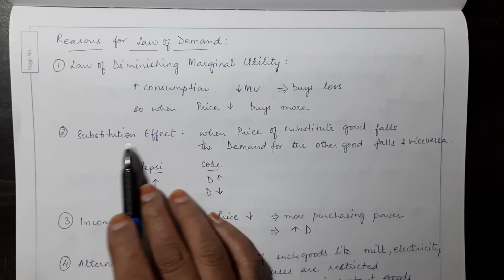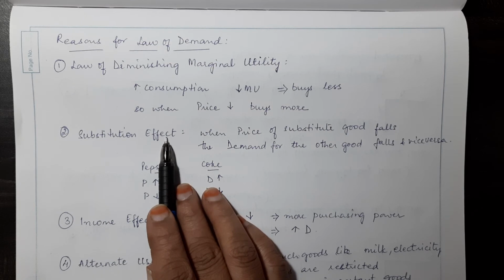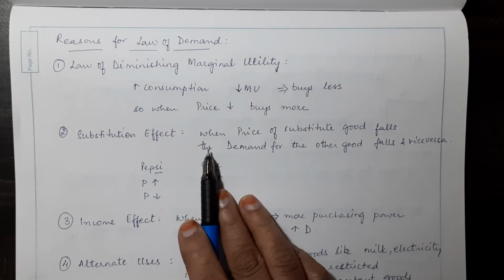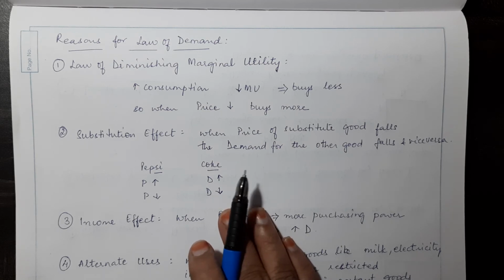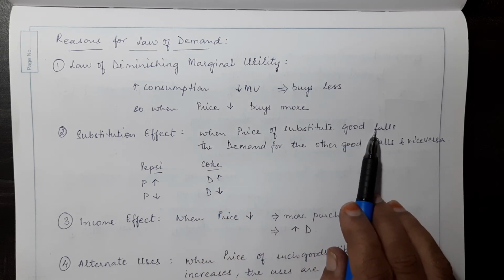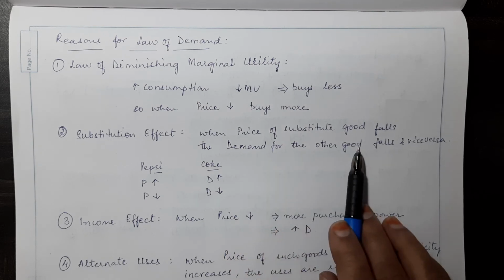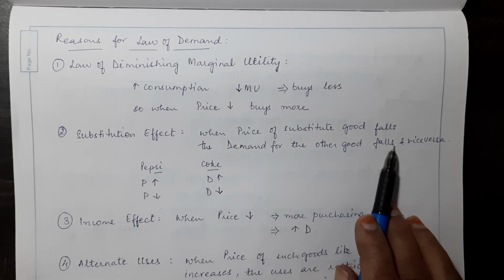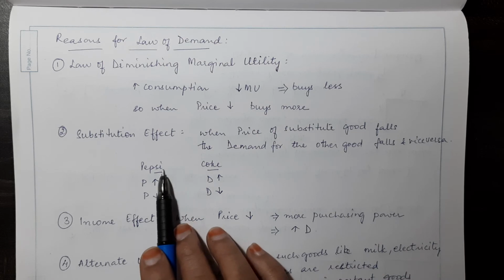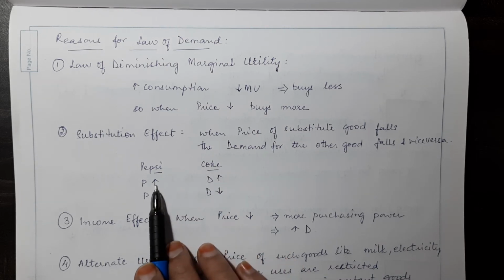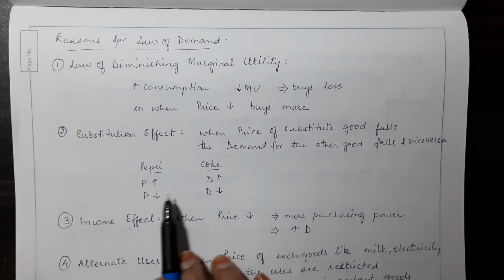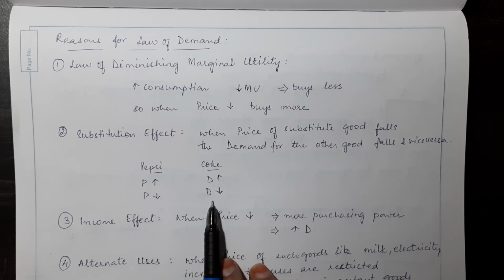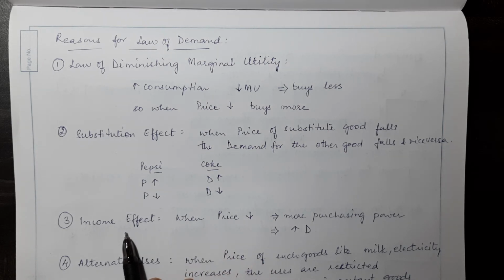The second is the substitution effect. It refers to substitution of one commodity for the other when it becomes relatively cheaper. So when the price of a substitute good falls, the demand for the other good falls, and vice versa. We saw the example of Pepsi and Coke. So when the price of Pepsi goes up, the demand for Coke goes up. And when the price of Pepsi falls, the demand for Coke falls. Right?